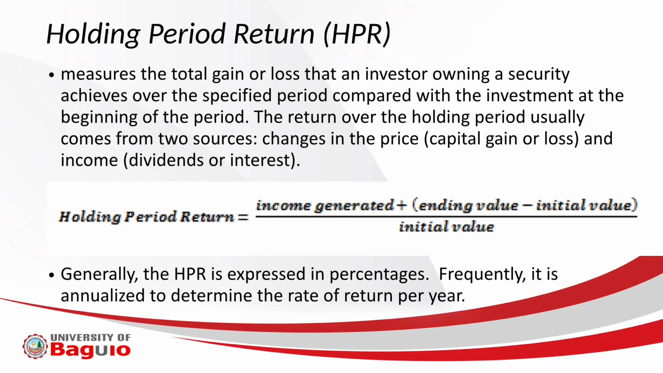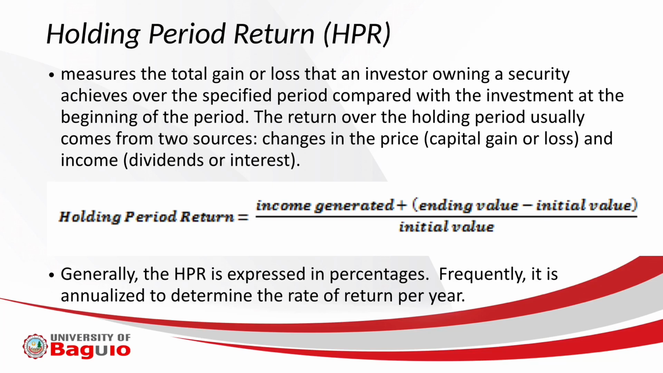The return over the holding period usually comes from two sources: changes in the price, so we expect either a capital gain or loss, and income in the form of dividends or interest. The holding period return is the total return on an asset or investment portfolio over the period for which the asset or portfolio has been held. It can be realized if the asset or portfolio has been held, or expected if an investor only anticipates the purchase of the asset.